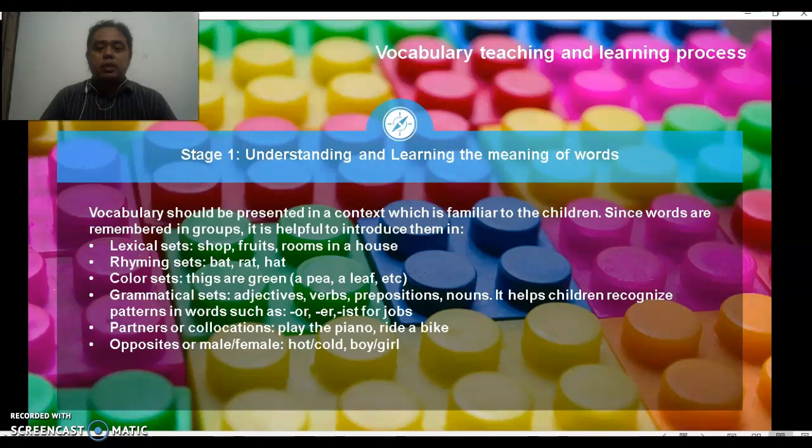The next one is grammatical sets. Verbs, prepositions, and adjectives. For example, the word pattern such as -or is for jobs, like actor, dentist. So it is for jobs. And the next thing is partners or collocation. Play the piano. Ride a bike. And the last one is opposites. Male, female, hot or cold, boys and girls.